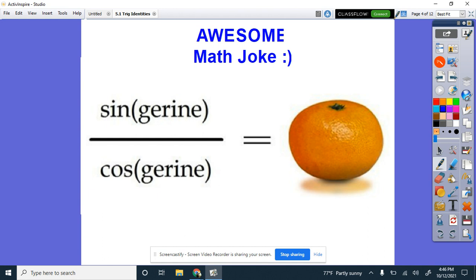So to start off, I have an awesome math joke for you. You see sine Jareen over cosine Jareen equals da da da da. What do you think the answer is? The answer is going to be, you know, tangerine. Haha. So this might help you survive a little bit longer. When you start to make it a little bit silly, maybe you'll remember that. That's one of our quotient identities.